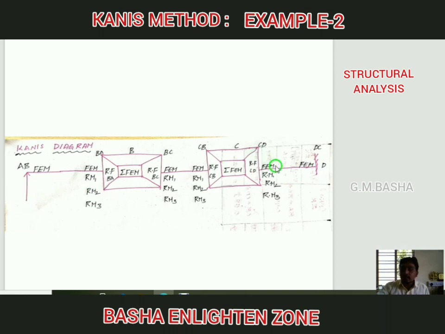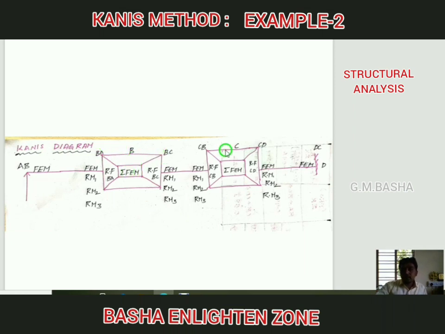After drawing like this, first of all you have to write down the fixed moment AB here. For BA a fixed moment here, for BC a fixed moment here, for CB a fixed moment here, for CD a fixed moment here, for DC a fixed moment here. After that we have to make the sum of the fixed moments, that means sigma FEM. So the sum of the fixed moments for a particular joint B means BA plus BC.